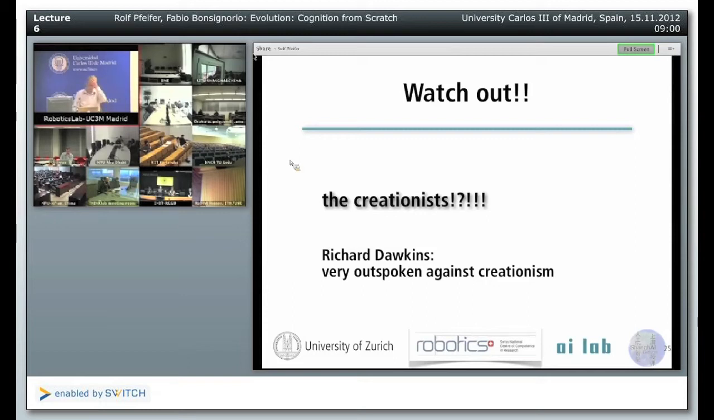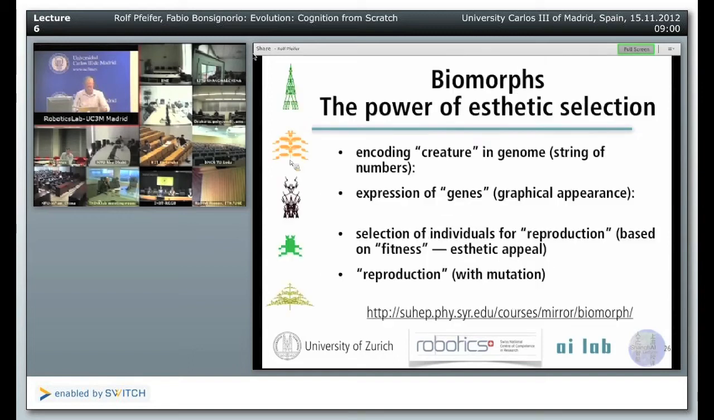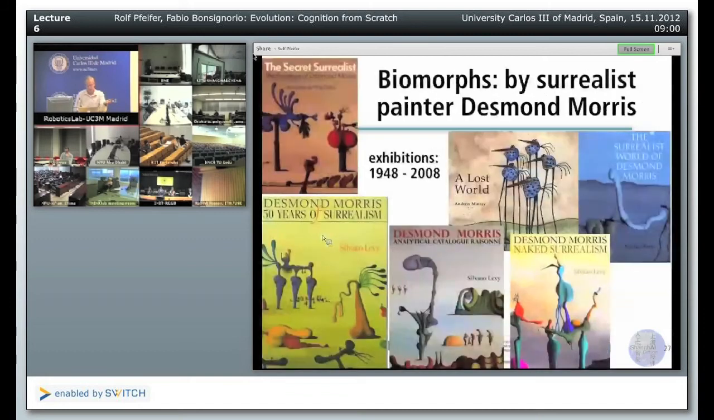Now, Dawkins gives a very interesting example to introduce genetic algorithms or evolutionary algorithms, namely what he calls the biomorphs. And so he has these beautiful creatures here, and then a concept which is called aesthetic selection. The term biomorph comes from an artist, a painter, Desmond Morris.